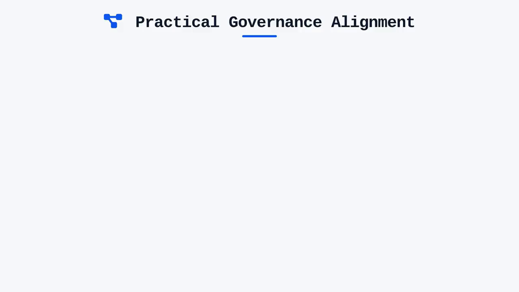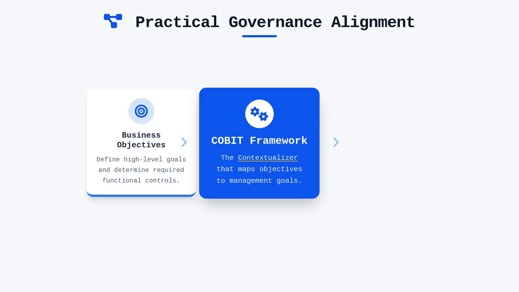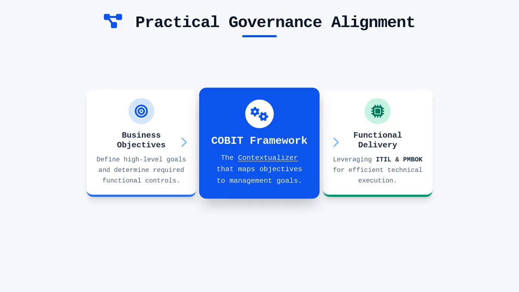The practical implementation of this alignment revolves around mapping high-level objectives to functional controls. We do not try to replace the specialized knowledge in ITIL or PMBOK. Rather, we contextualize them using the COBIT governance and management objectives. When you are operating in a multi-framework environment, you must determine which controls are required by the business and then find which framework provides the most efficient way to deliver those controls.